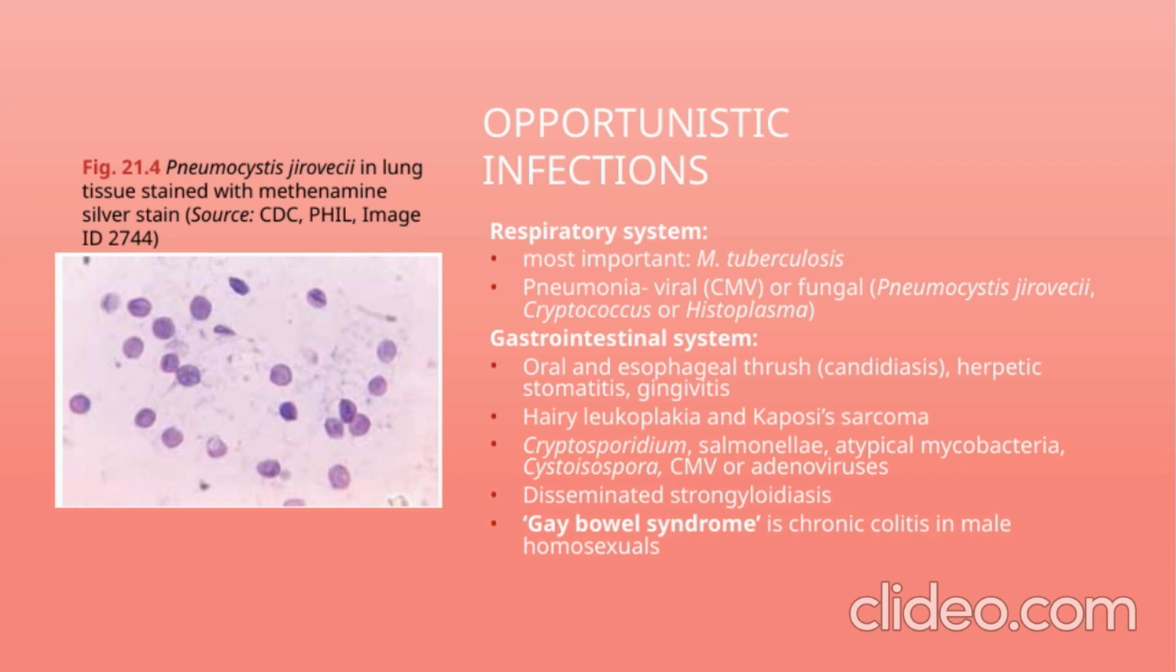And there's a particular condition called gay bowel syndrome, which refers to chronic colitis in male homosexuals, often linked to various infections or inflammatory processes. Understanding these opportunistic infections helps us grasp the broader impact of immune suppression on various organ systems and highlights the importance of immune health in preventing these complex infections.